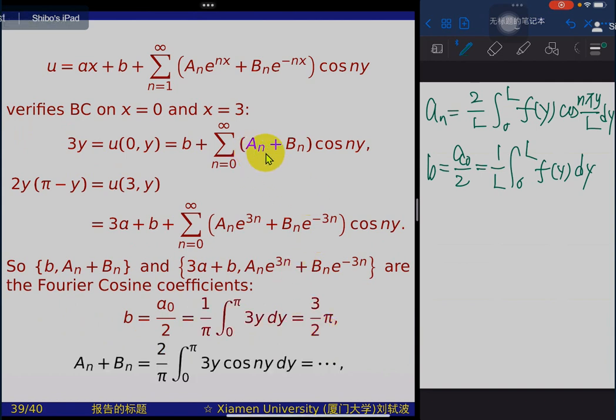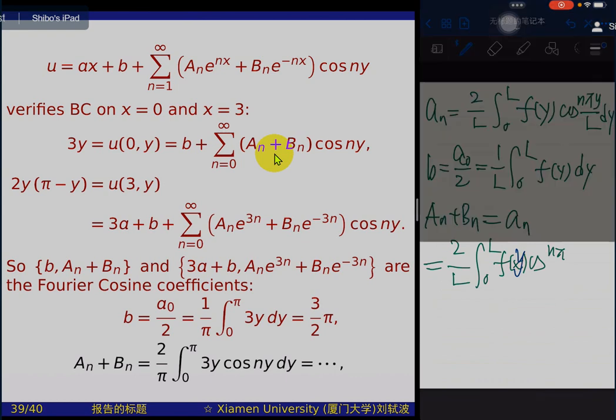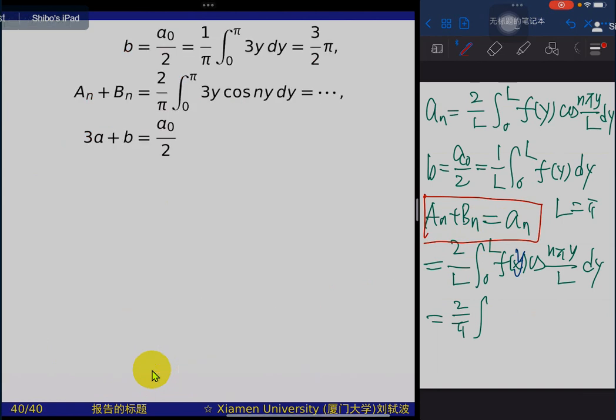And for the other, An plus Bn, what is An plus Bn? An plus Bn is just the An, which is 2 over L, integral from 0 to L, f(y) cosine n pi y over L dy. But in our case, L is pi, therefore that is pi. Our f(y) is 3y, so An plus Bn is just the An, the Fourier cosine coefficient of the function. So this is given by the formula at the bottom of this page.